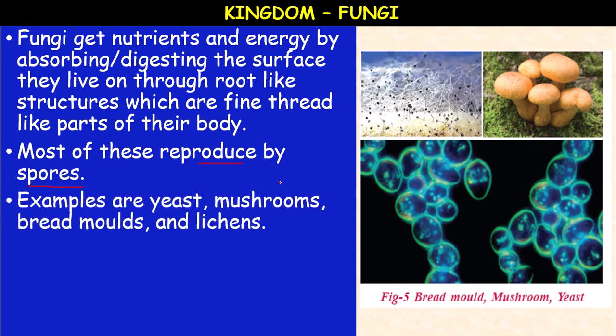And examples of the fungi are yeasts, mushrooms, molds, bread mold, okay, and lichens. Lichens means it's not exclusively fungi. They are a combination of algae and fungi. Symbiotic association between the algae and fungi, living together, is called lichens. Okay, so some common names in the fungi are rusts, smuts, molds, okay, mushrooms. So these are all the names.